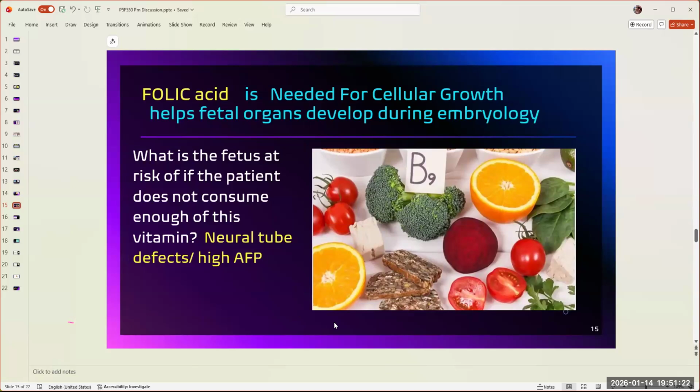There's other things that can also cause it. So your vitamin B9 foods are citrus, legumes, green leafies, things like that. All of my favorite stuff.